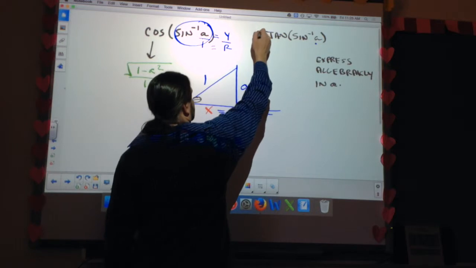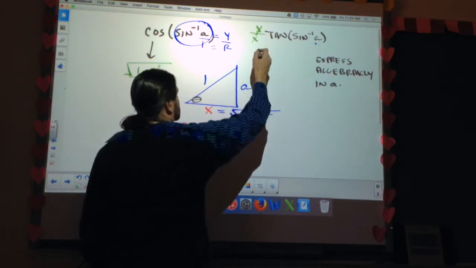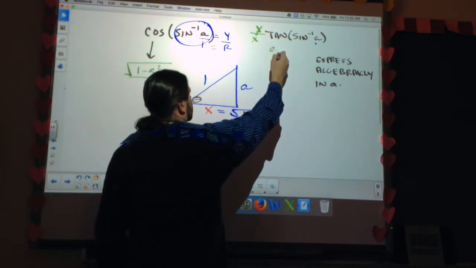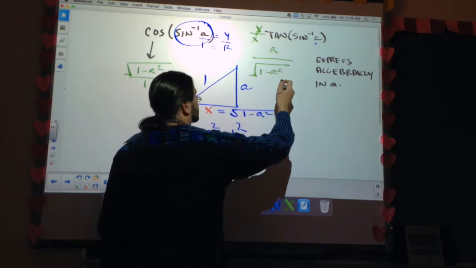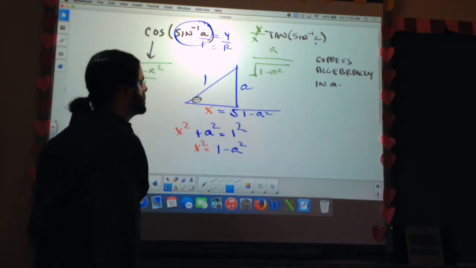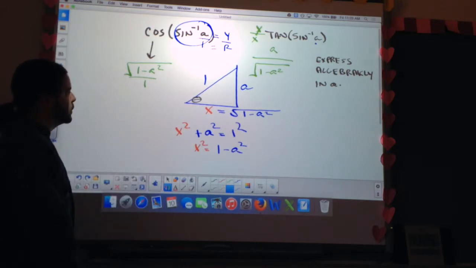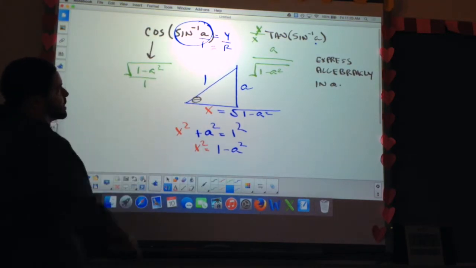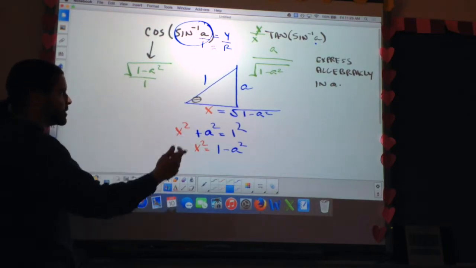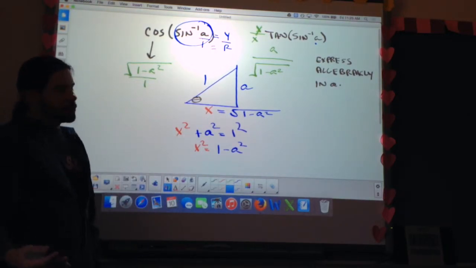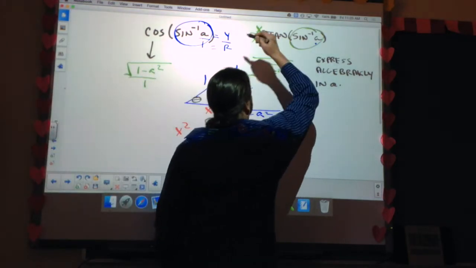Similarly, tangent is y over x. So the y value is a, and the x value is the square root of 1 minus a squared. I could certainly rationalize that denominator, but this is enough for you to get the point that you can express trig functions in terms of just straight up algebra just by using the Pythagorean theorem and a triangle that you set up. The key is remembering that this is an angle.